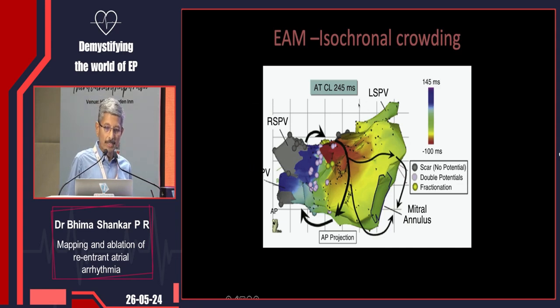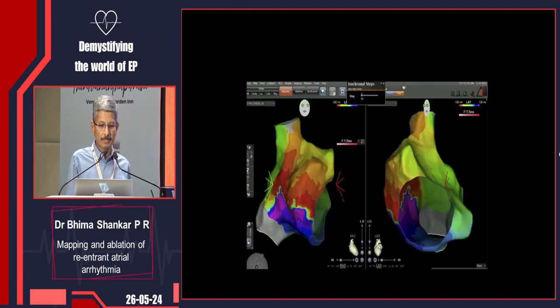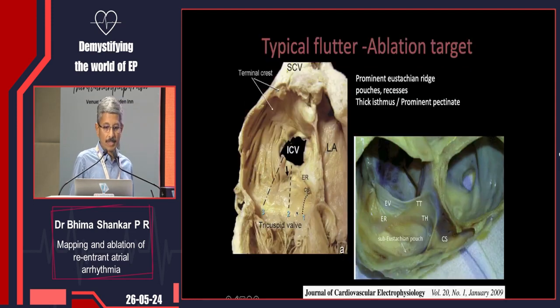Isochronal crowding, again, he had pointed out the simple concept, though he went in depth: a putative isthmus will have a large part of the cycle length. Therefore, that site will have isochronal crowding, and that will lead you to the potential isthmus that we can use for transecting. This again shows isochronal maps in a Carto map where incidentally the early meets late is coinciding with the isthmus.